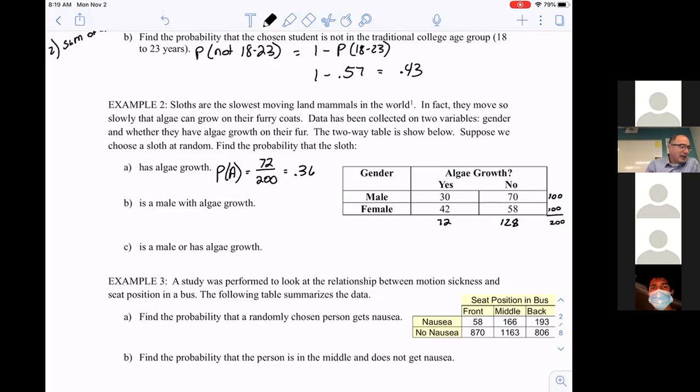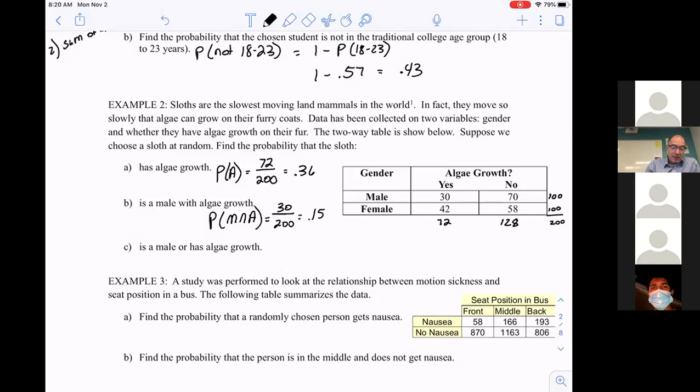A male with algae growth. It's a male and algae. There are 30 males that have algae. So again, we're going to grab my males with algae. They're right there, that's what I'm looking at, these 30 right here. And then we're going to divide that by 200, and that's going to be 0.15.